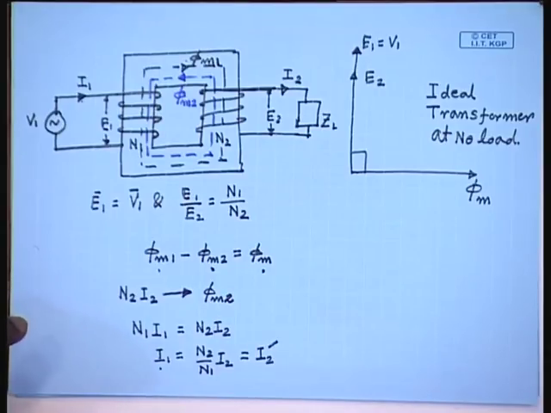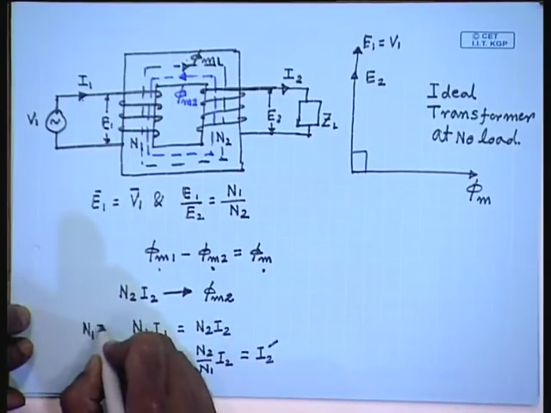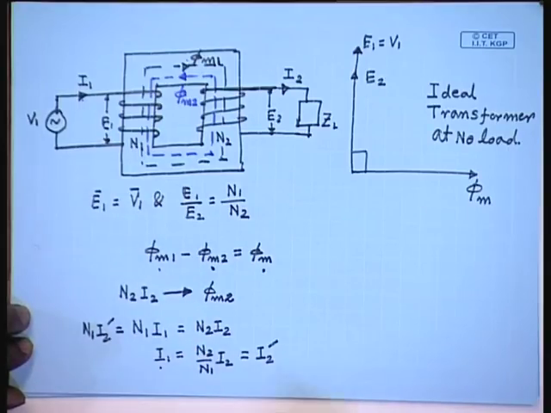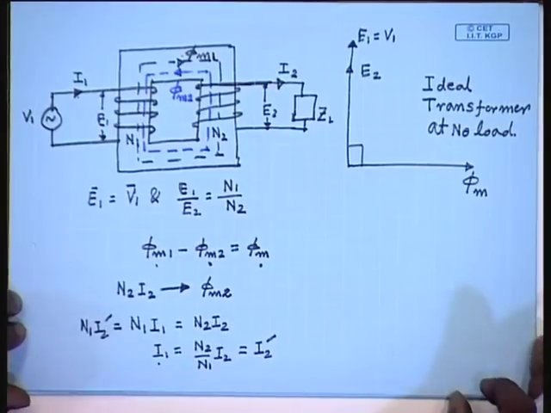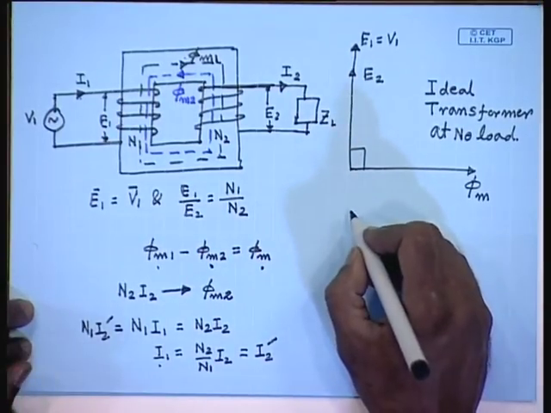Therefore, when we put a load on the secondary of an ideal transformer, a reflected current I2 dash flows in the primary side, which completely cancels the ampere turns of the secondary side. The relationship is N1 I2 dash is equal to N1 I1 equal to N2 I2. Therefore, we have the following relation in the phasor diagram.